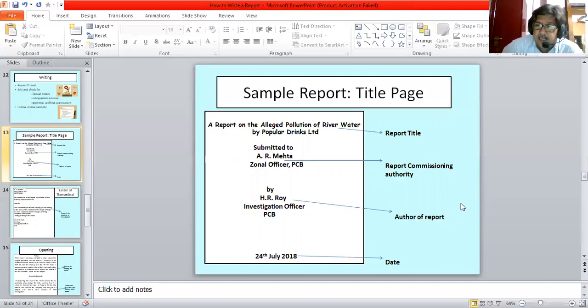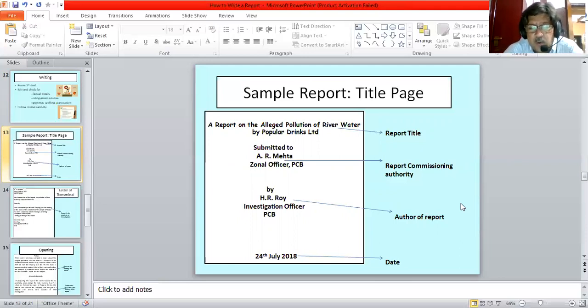So, the villagers have been complaining that they are suffering from various skin diseases, and the cattle are also suffering from various diseases as a result of the pollution levels in the water. So this is a very serious issue, and the zonal officer of the Pollution Control Board has sent a representative to this area to conduct an inquiry into this issue and to prepare a report based on the findings.